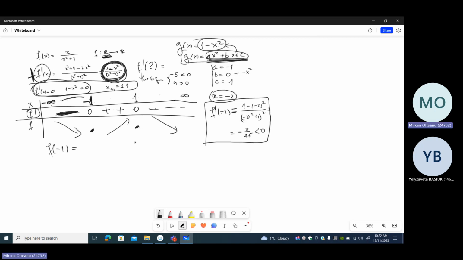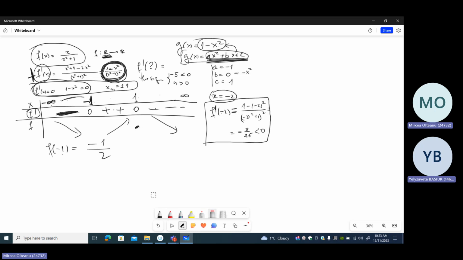What's f of -1 equals what? 0. How can it be 0? I don't understand. You always get 0. The only value you get all the time is 0. It's not possible. If you replace x equals -1 in f of x, you get -1 over 2.